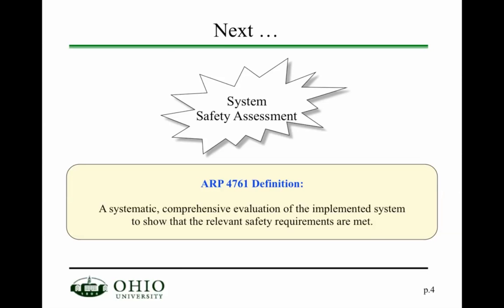Well, what we're going to talk about in this particular module is what we call the system safety assessment. And if you go to the Aerospace Recommended Practice ARP 4761, the definition for the system safety assessment is that it's a systematic, comprehensive evaluation of the implemented system to show that the relevant safety requirements are met. I want to add to this that part of the system safety assessment process is really also to derive these safety requirements and then of course evaluate if they're met.